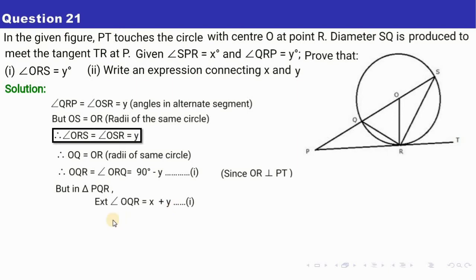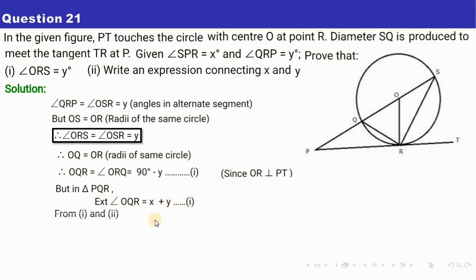So that's why we have exterior OQR. OQR is exterior, so it will be equal to the opposite interior angles. This is one of the opposite interior angles, x, and this is the other, y. So that's why this exterior angle is x plus y here. All right, let me call this equation 2, not 1.